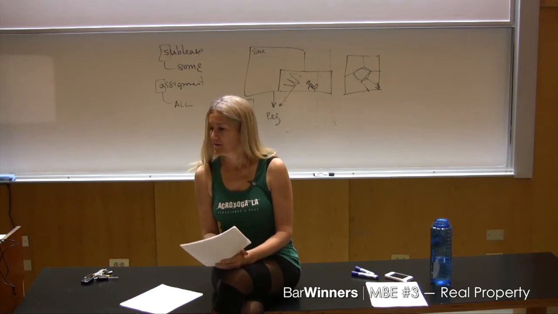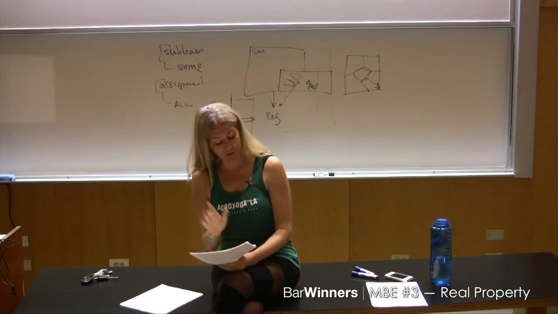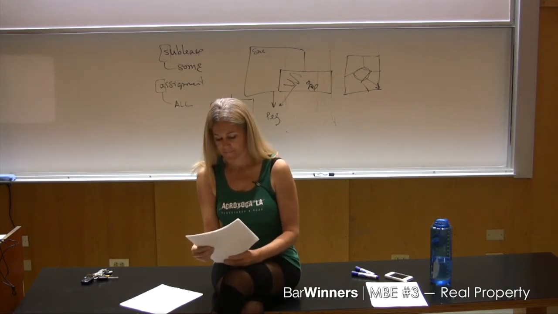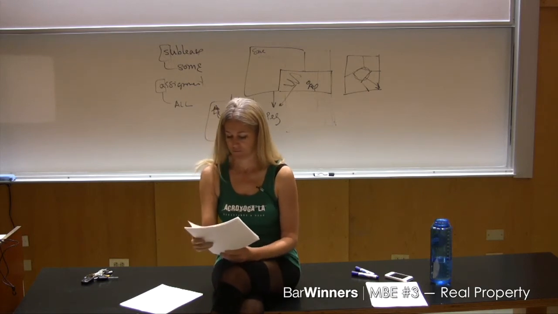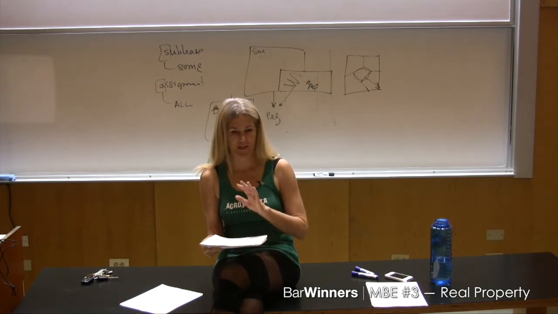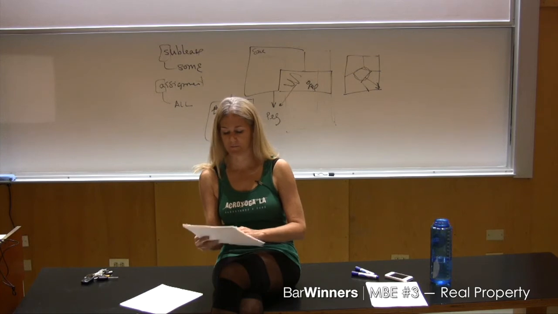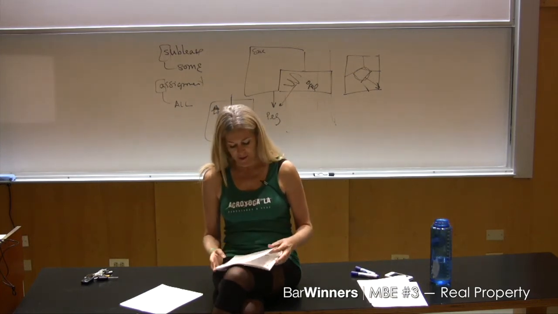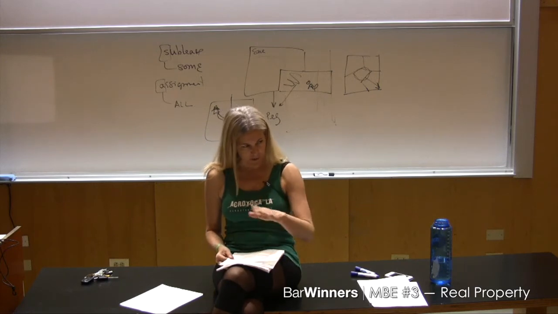Right. And what does he own? He owns everything, right? So Paul owns everything. Now, go on. Yeah, easy. A or B. Easy. That's just like keep track. Keep track of who's doing what. The question's easy.